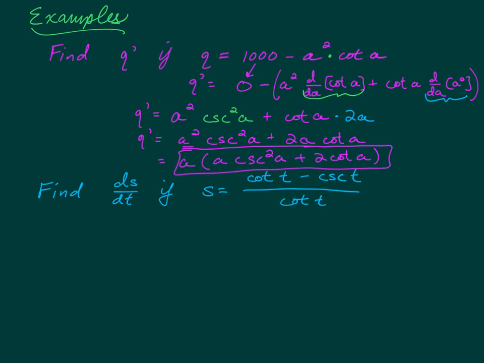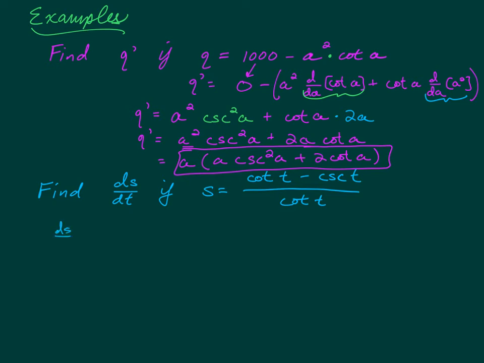And in the next example, you can see that we're asked to find yet another derivative. And we have this monstrosity looking thing here. Cotangent of t minus cosecant of t over cotangent of t. And the way to go about finding this derivative is to use the quotient rule. We've got the clear fraction here. So remember, you will always start and end with the denominator.